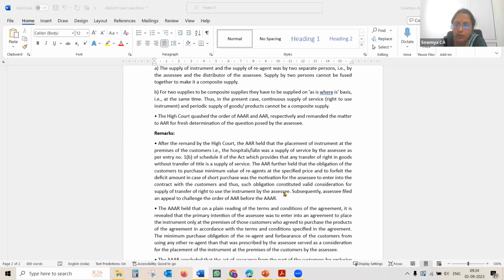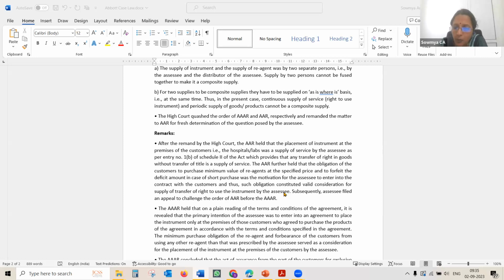So they said that the instrument being placed at the hospital or lab is a supply of service, and the consideration is the minimum price that they are paying for the consumables, and it has to be chargeable to tax.